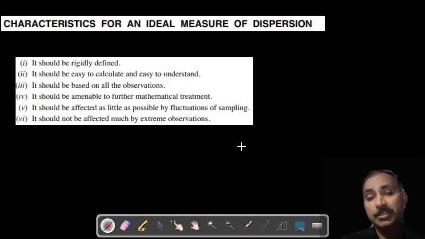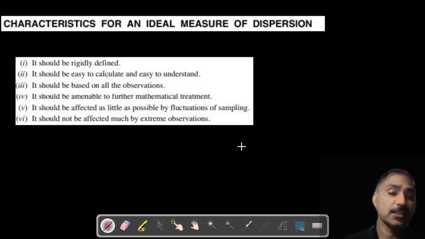Characteristics for an ideal measure of dispersion. एक ideal measure of dispersion की क्या क्या qualities होनी चाहिए? The first thing, it should be rigidly defined. The definition part is clear. There should not be any ambiguity in that. The second point says that it should be easy to calculate and easy to understand.